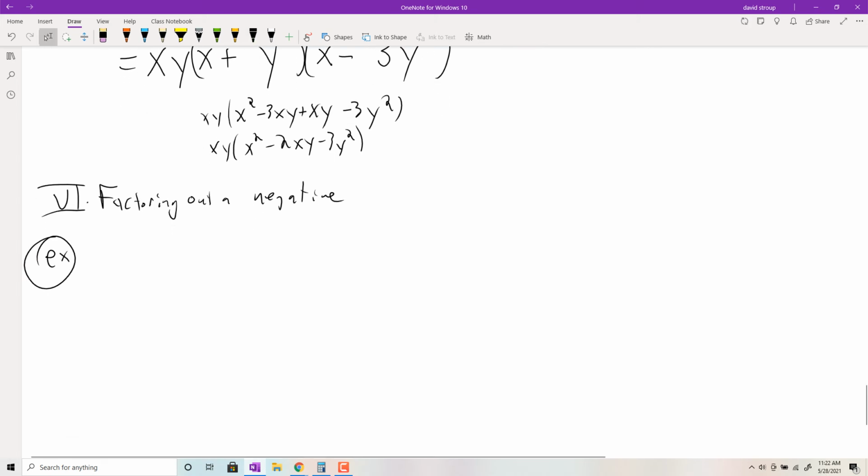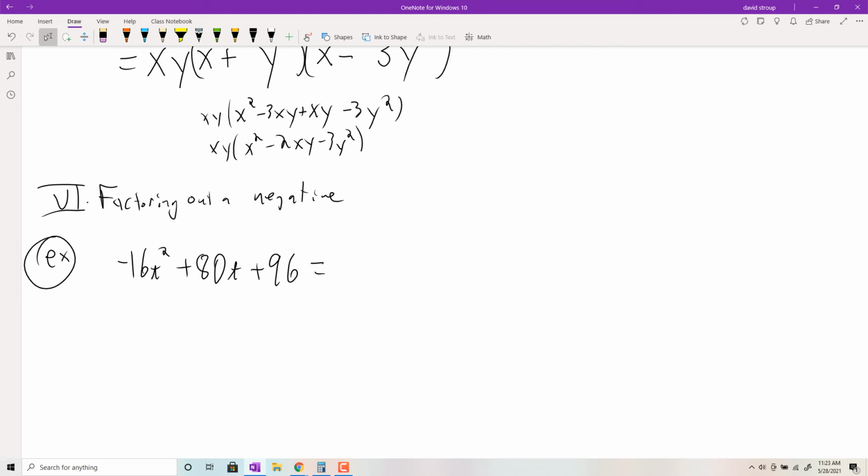For example, negative 16t squared plus 80t plus 96. So I'm going to factor out not just a negative, but also any GCFs. So I think I can factor out 16 from all of these. And I'm going to make it a negative 16. So now the signs on the inside will be plus, minus, minus, right? So you end up with positive t squared minus 5t and then minus 6.